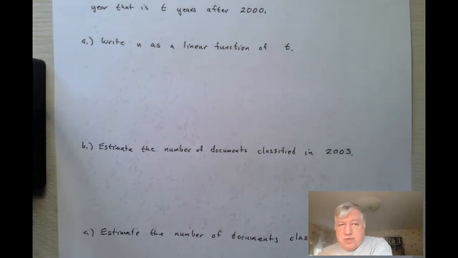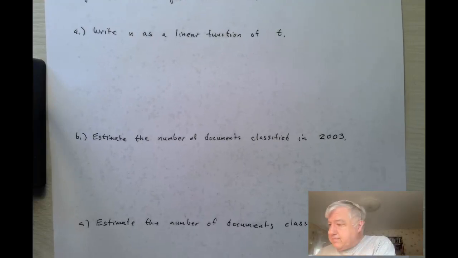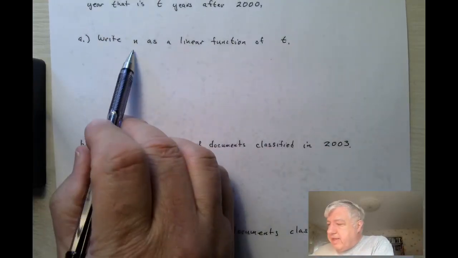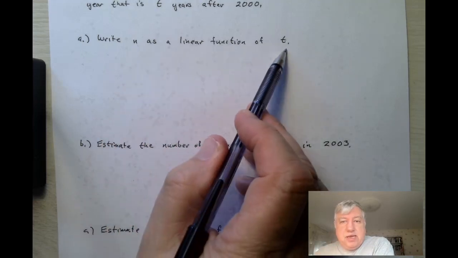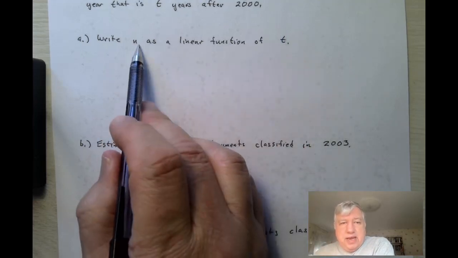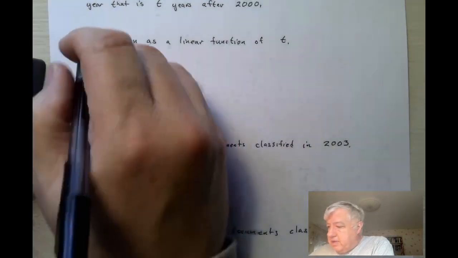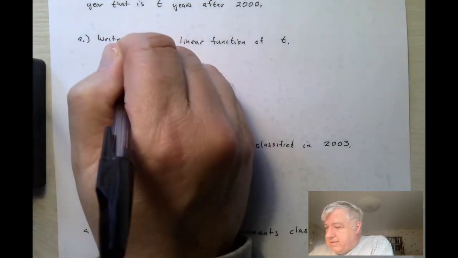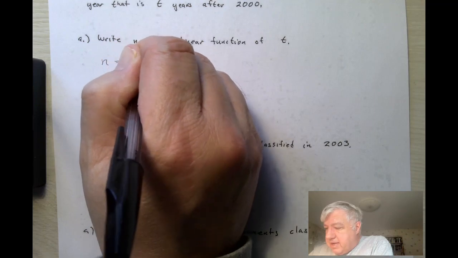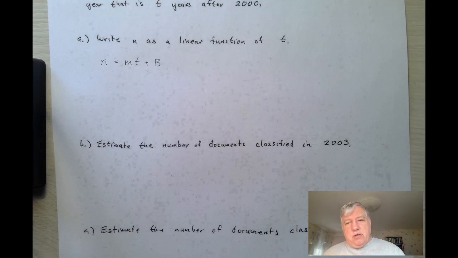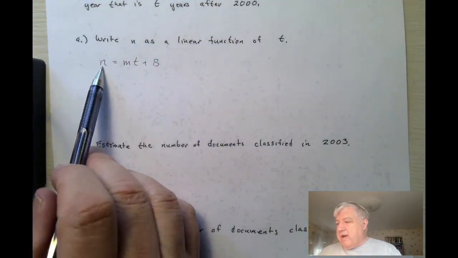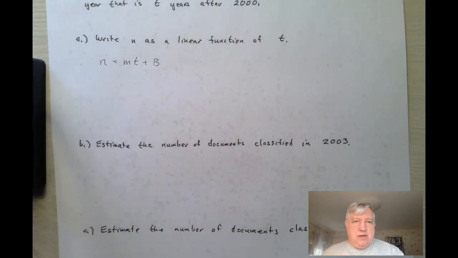Okay, so what we're trying to do is write n as a linear function of t. That means n is the dependent variable and t is the independent variable, because n is going to depend on the time. So we want to write n in the form of mt plus b. Notice this is very similar to writing y. If y is a linear function of x, we would write y equals mx plus b. But here we're replacing y with n and x with t.